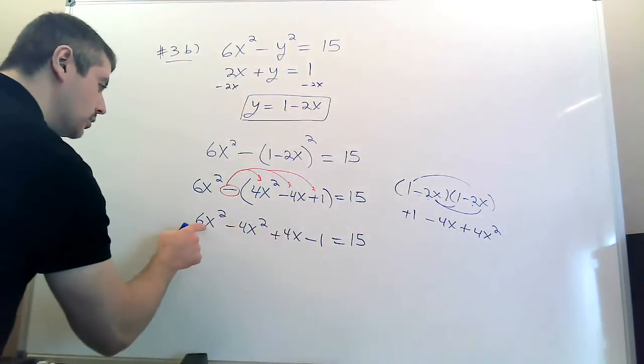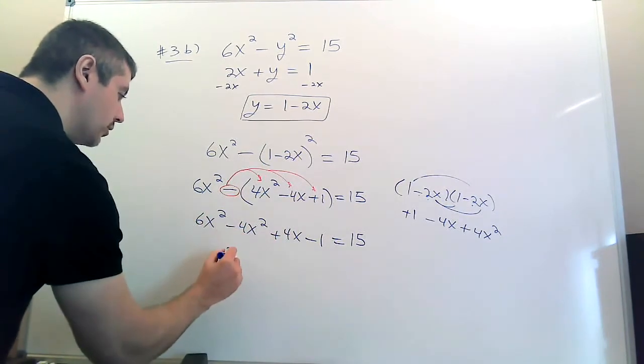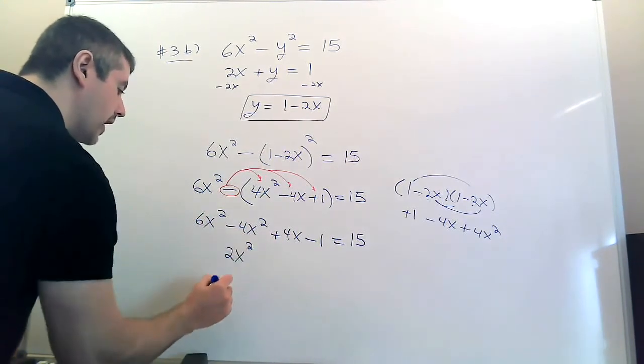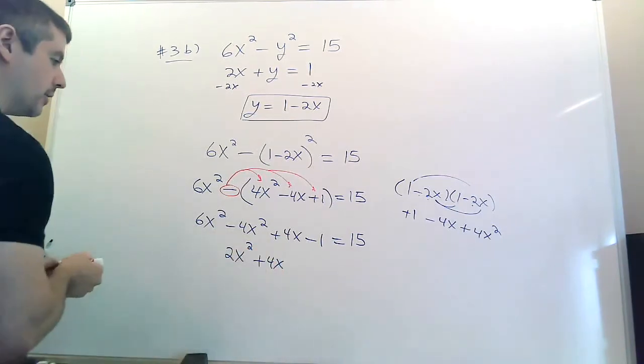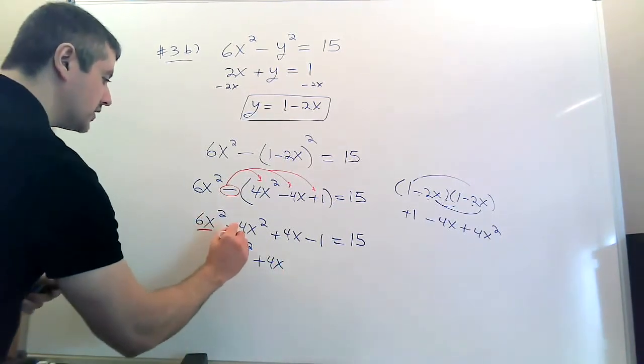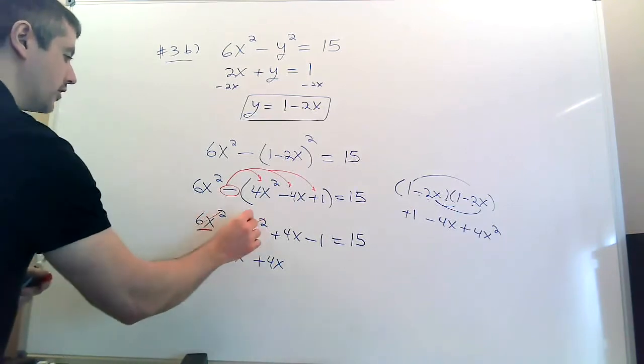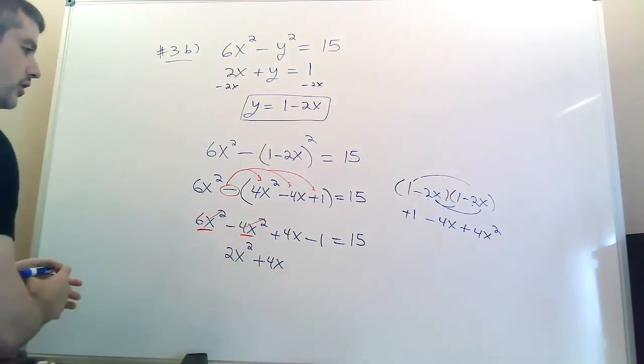Now, 6x2, take away 4x2 is 2x2, right? Then I have plus 4x. So what did I do? All I did is combine like terms. 6x squared, take away 4x squared, right? I just combined them into one. 6 minus 4 is 2.